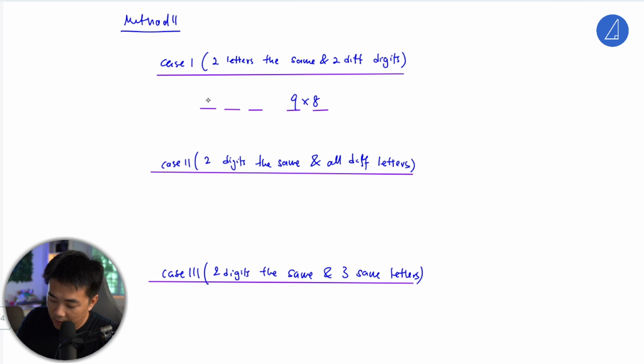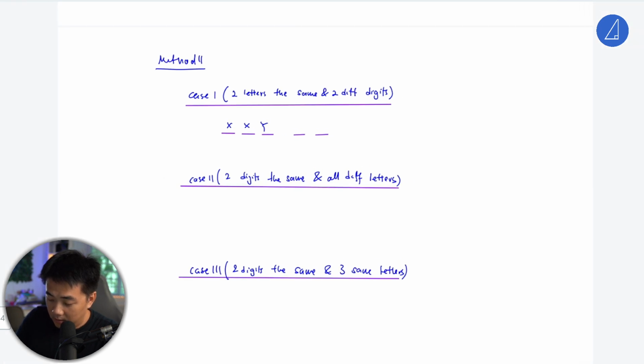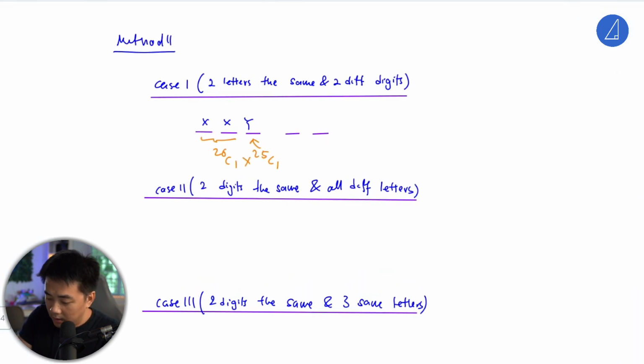Then for this one, we need two letters the same, X, X, and Y, say. Firstly we need to pick the letters, so 26 choose 1, then 25 choose 1, right? So choose them first: 26 choose 1 times 25 choose 1. Then permute XXY with 3 factorial over 2 factorial.